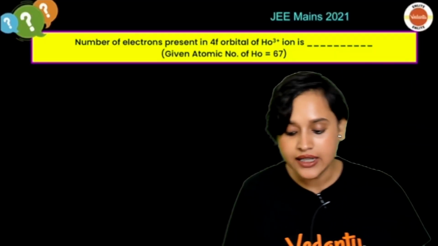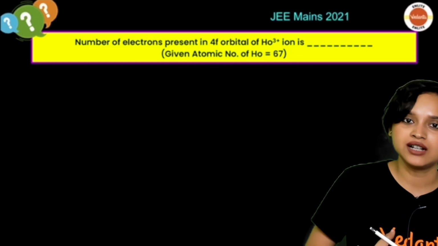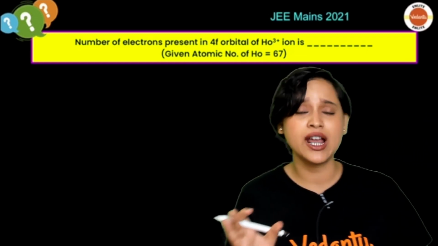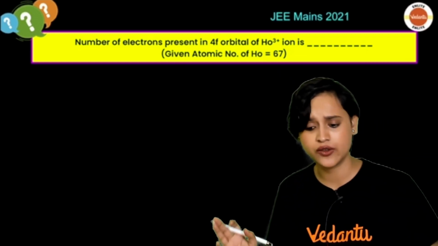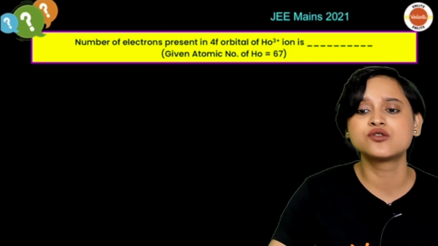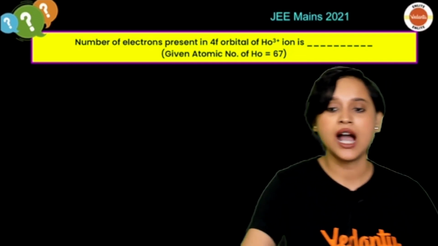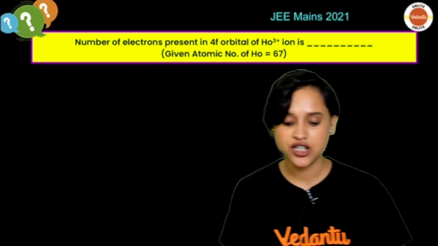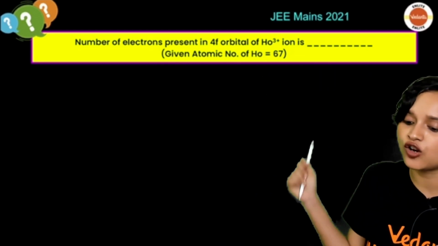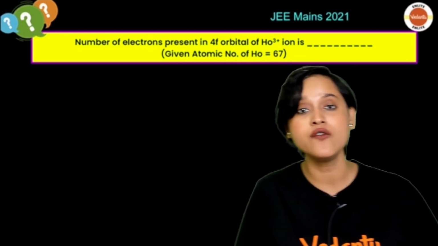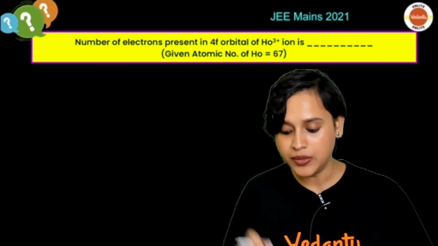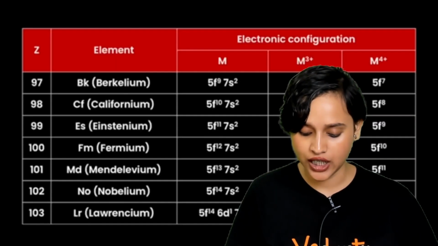Okay. All right. Now here are some questions. And that's it. About actinoids, we don't study more. We are almost right here at the end of it. Now let's do some questions. The question is the number of electrons present in 4f orbital of holmium, Ho3+ ion. You just read it.